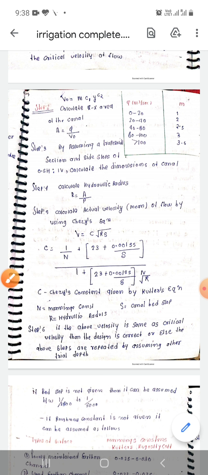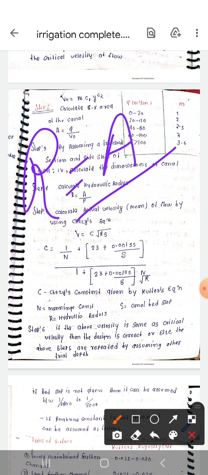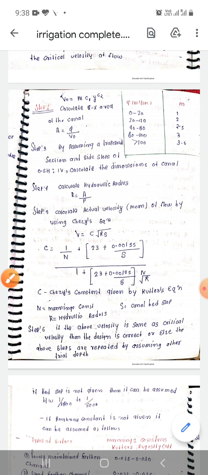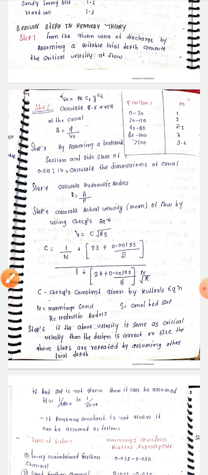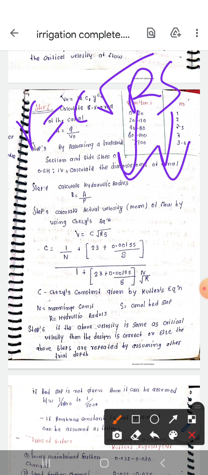Now we'll move on to the 4th step, that is to calculate the hydraulic radius. Hydraulic radius R can be calculated as the cross sectional area upon the perimeter. So R can be calculated using this formula. In the next step, we have to calculate the actual velocity of flow by using the Chezy's equation. We know the Chezy's equation, V is equal to C under root RS, where S is the slope, R is the hydraulic radius, and C is the Chezy's constant.